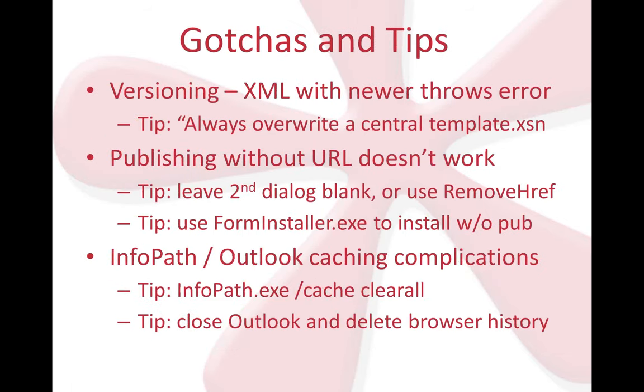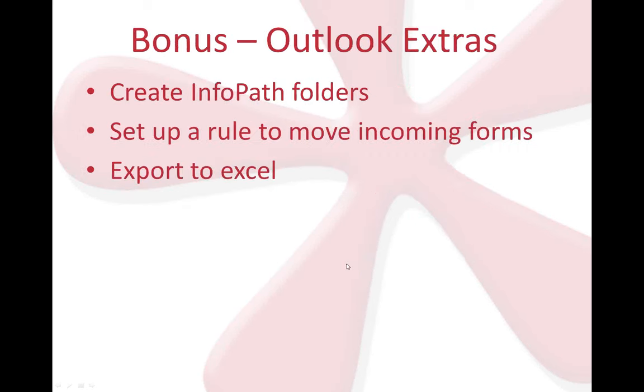So once again, there are a couple gotchas. Here are the tips. I mentioned that versioning was a gotcha. Always overwrite. Don't ask me why. It's kind of a hidden feature in InfoPath. Publishing without a URL doesn't work. Well, once again, we have these two tools that will help you. And then finally, the caching complications. You need to make sure you clear all. And sometimes Outlook will cache it too, so don't forget that.